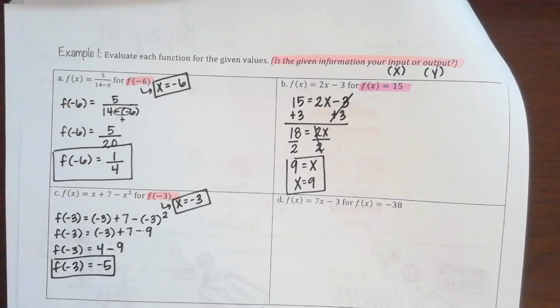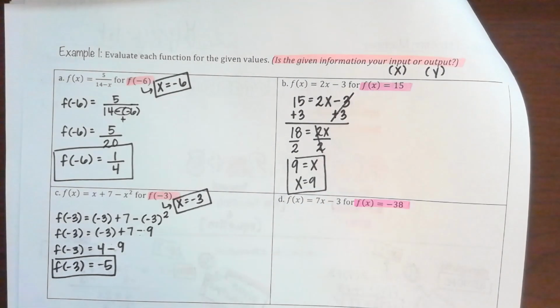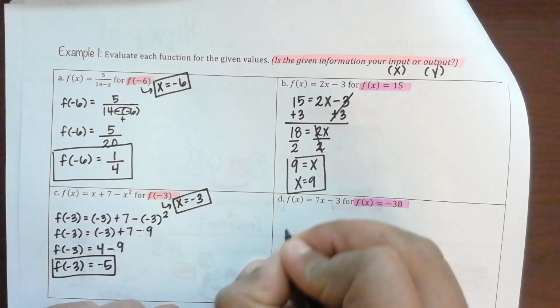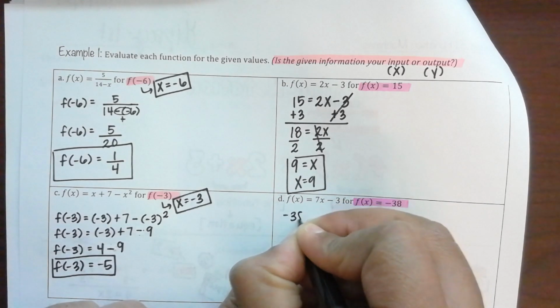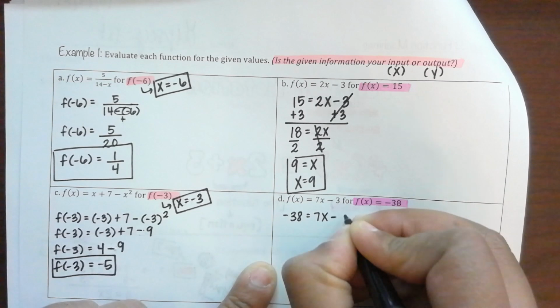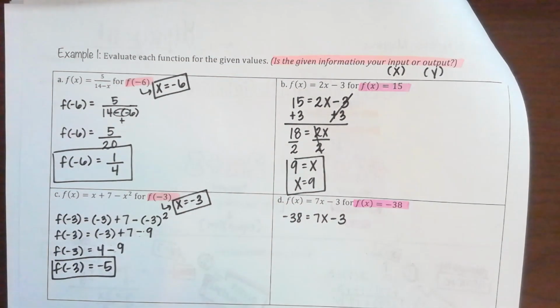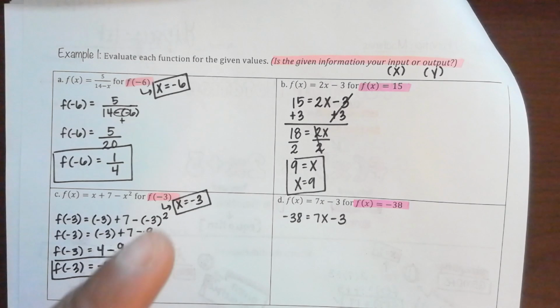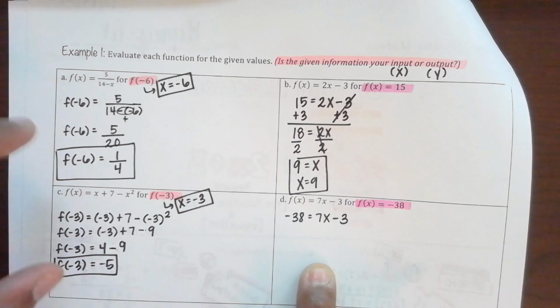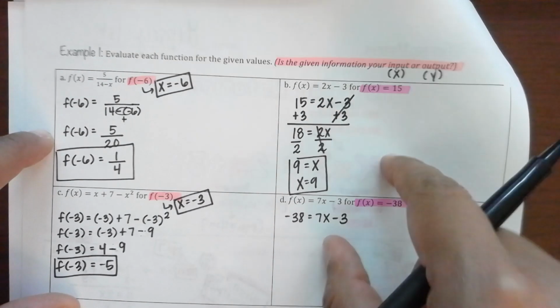Looking at D. F of x equals 7x minus 3 for f of x equals negative 38. Is this a case 1 or a case 2? What was it, Denver? 2. So how would I rewrite this? Am I solving or simplifying this? Solving, because I'm trying to get x by itself. That's the difference between these two. These two are simplifying. These two are solving.